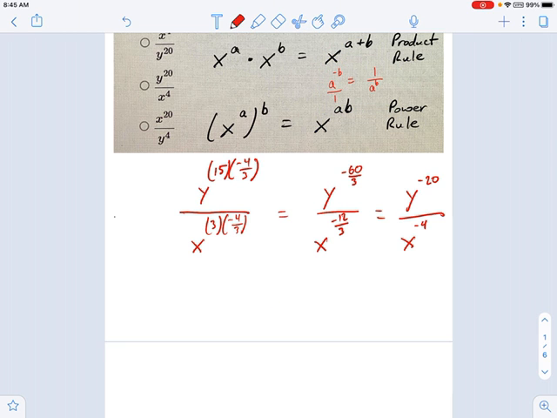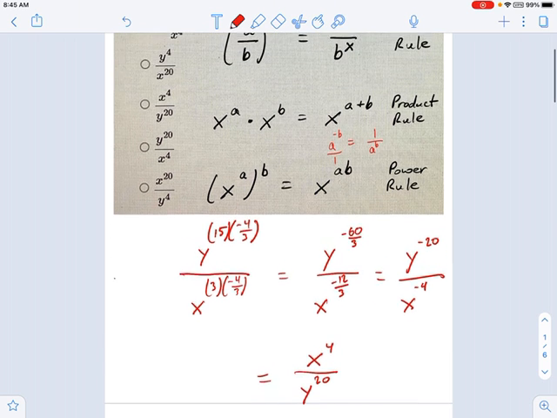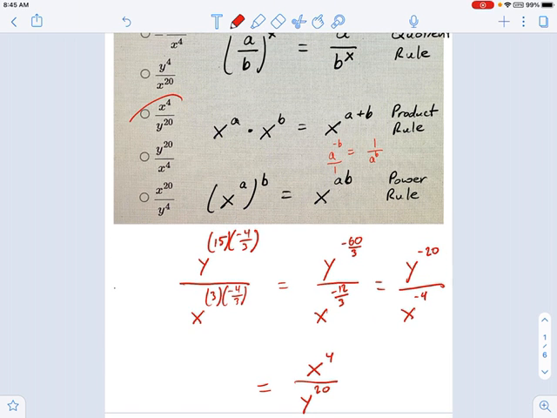For our problem, that y to the negative 20, well, that's y to the 20 on the bottom of a fraction. That x to the negative 4, that's x to the 4 on top of a fraction. So x to the fourth over y to the 20th, let's see. Yeah, we've got that one right here.